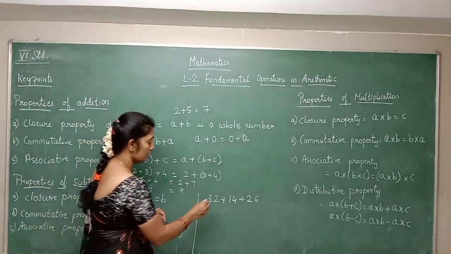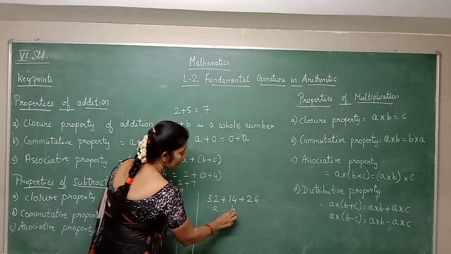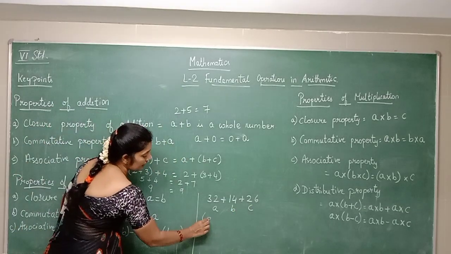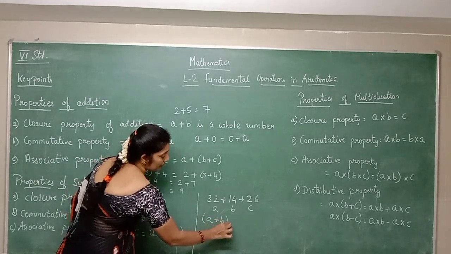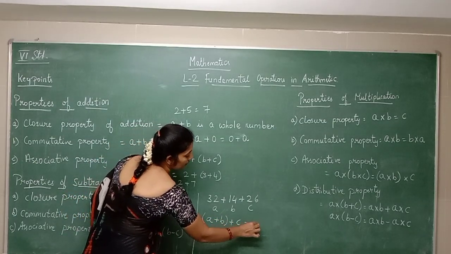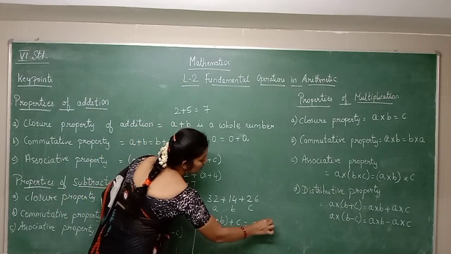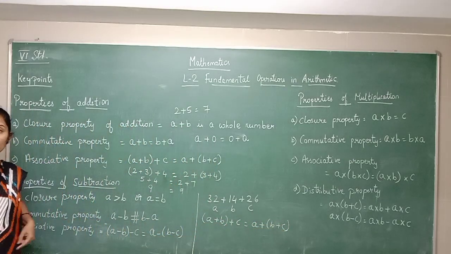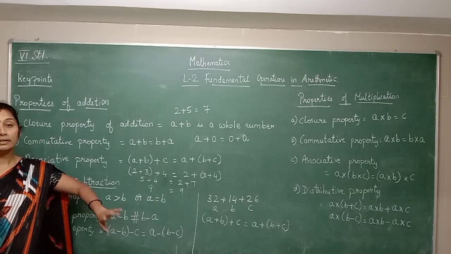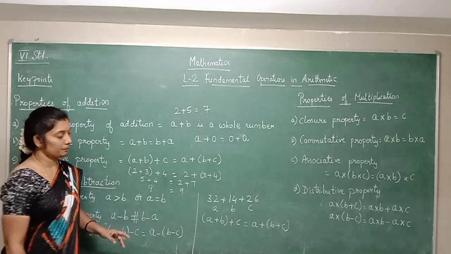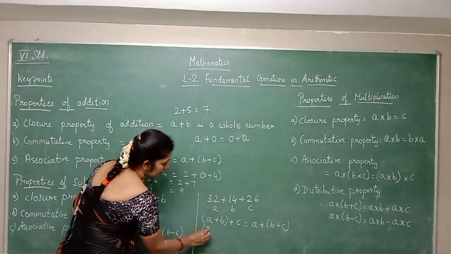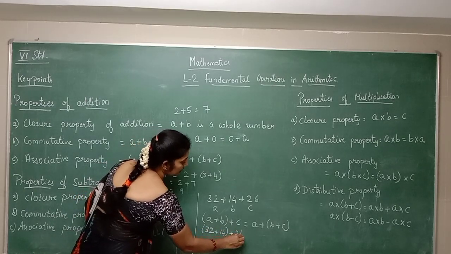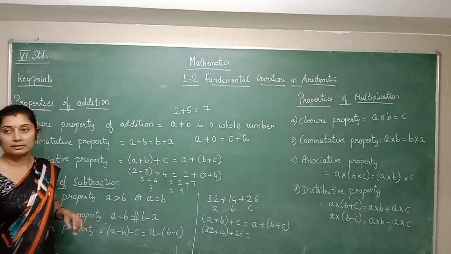How will you do it? So this I take as A, this I take as B, this I take as C. What does the associative law say? Bracket of A plus B plus C will be equal to A plus bracket of B plus C. Like this only you should show. If you don't show that associative property, half marks is going to be cut. In your A column, what is there? 32 plus 14 plus 26. You should write like this.